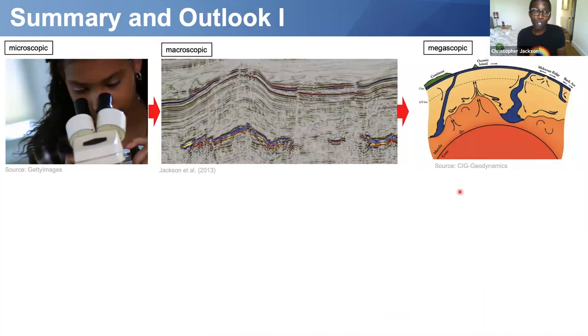So just to conclude, I removed a few other bits and pieces, but I've gone through from very small scale to larger scale things. So looking at the scale change between microscopic deformations, and that's something we call diagenesis, cementation, to seismic imaging, all the way through to megascopic, so how the Earth's crust is deforming.